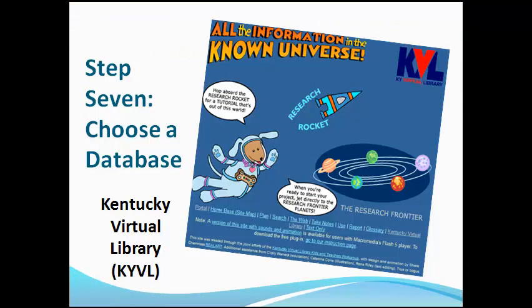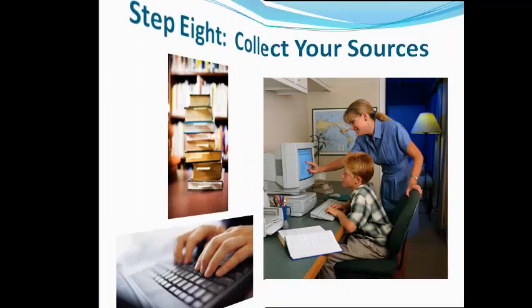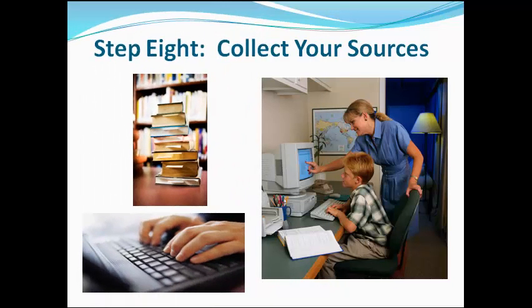Step 7. Choose a database to do your research. We will be using the Kentucky Virtual Library, KYVL. You will have access to many different sources such as articles, journals, periodicals, and books. You will include your Boolean operators during this step. I will walk you through an example in a moment. Step 8. You will collect sources that you feel answer the question to your research.